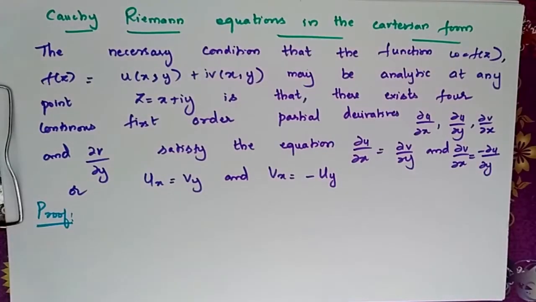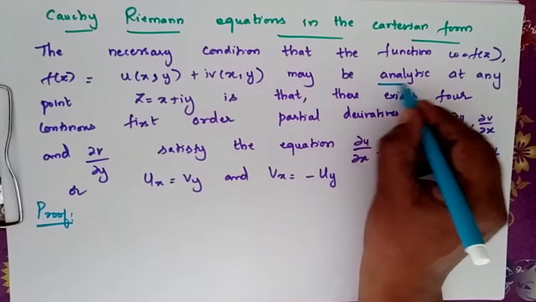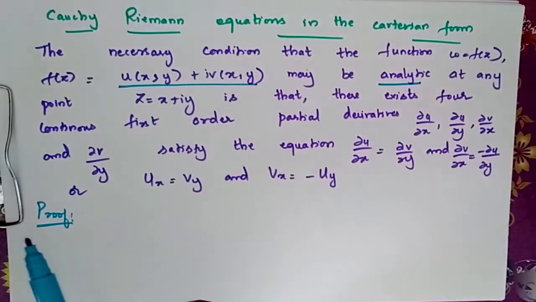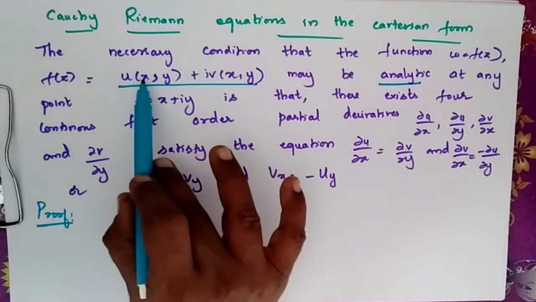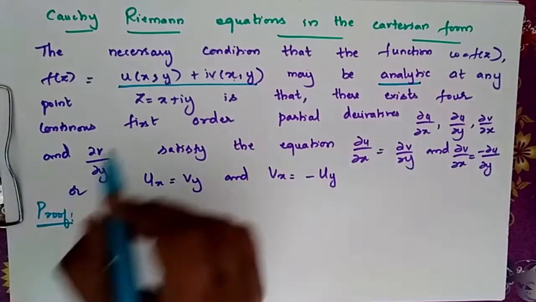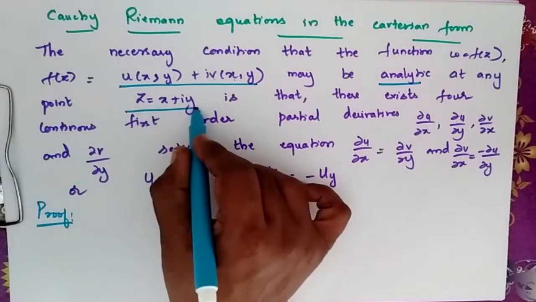Cauchy Riemann equation in the Cartesian form. Necessary conditions that f of z may be analytic. If f of z is expressed in terms of u and v, with u in terms of x and y, and v in terms of x and y. Now z is any point.